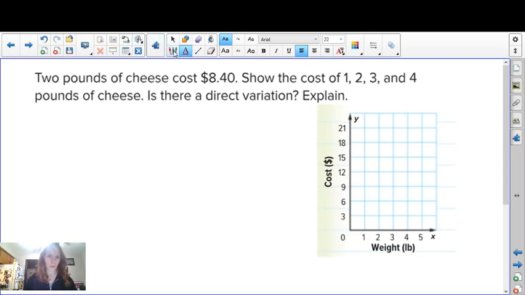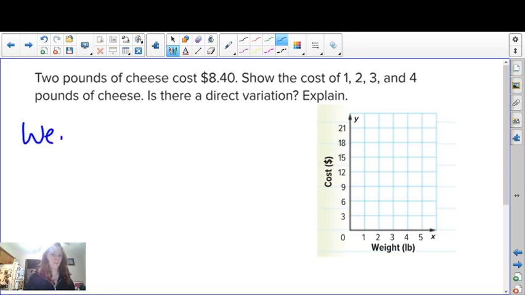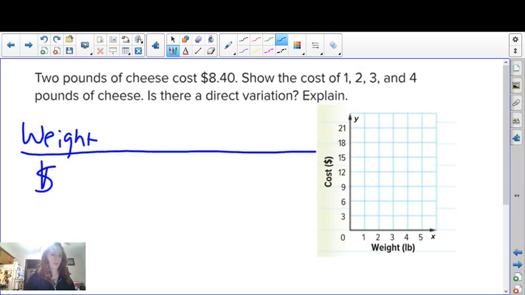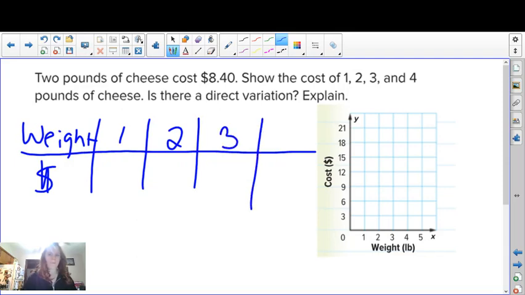So I'm going to go ahead and just make this. I've got the weight, and I've got the cost for money. I've got 1 pound, 2 pounds, 3 pounds, and 4 pounds. So it tells me that 2 pounds cost $8.40.